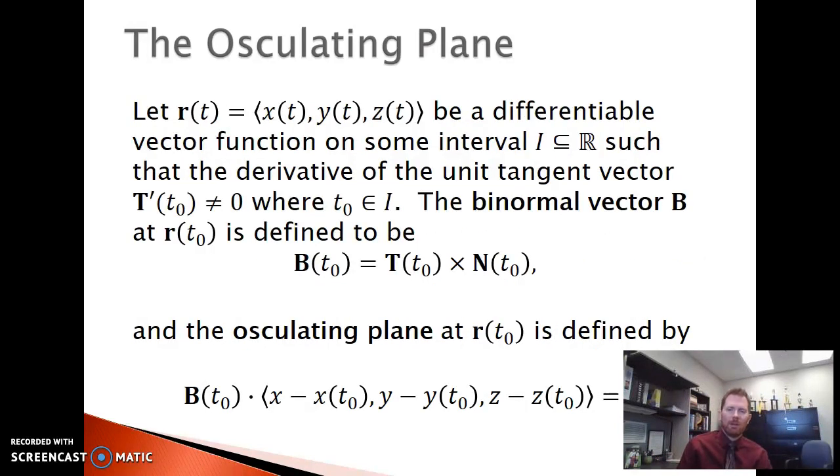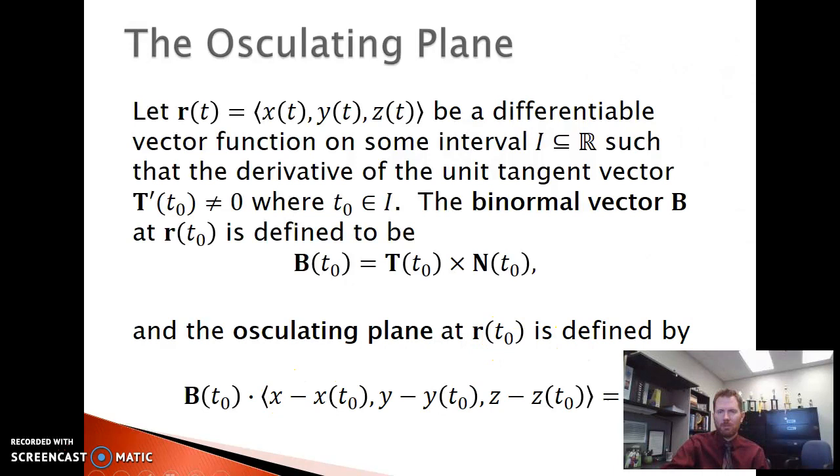So here's the, I guess, more fancy definition of the osculating plane. We need r to be a differentiable vector function, right? If it's not differentiable, you can't do any of this. And we need to make sure that T prime of t sub 0, so the point that we care about, cannot be the zero vector. That should be bolded because we're referring to a vector here. Then the binormal vector, as we just spoke about, is equal to the cross product of T and N, and the osculating plane at r of t sub 0 is defined in this case.